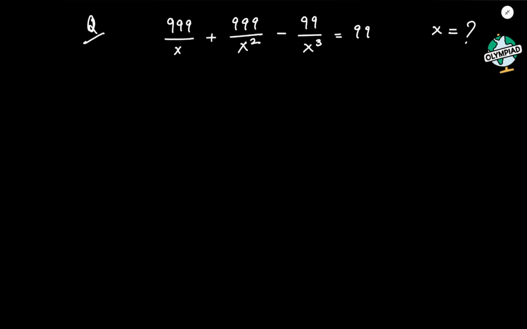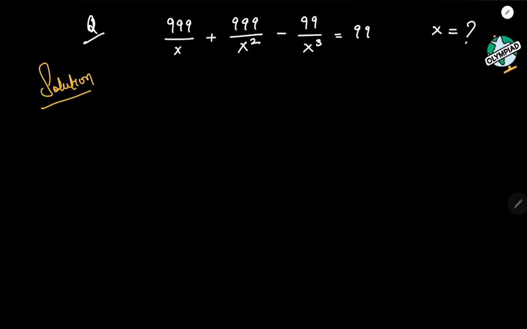Hello everyone. So in this video we have a question: 999/x + 999/x² − 99/x³ = 99, and we need to find the value of x. Since we know that this is a cubic equation, we must get three values of x. So let us see the solution.